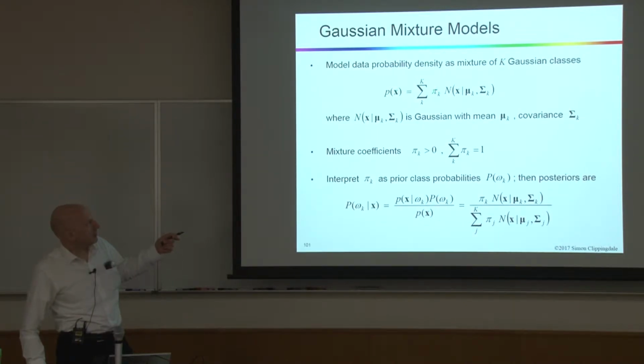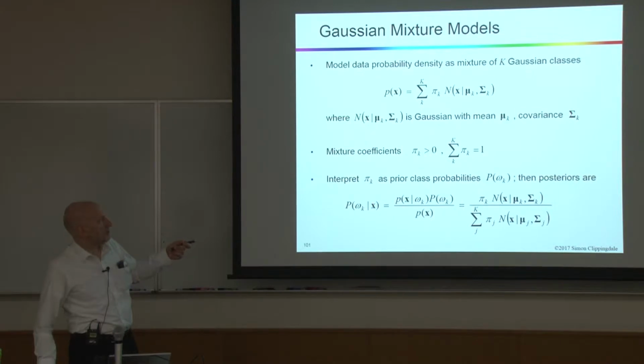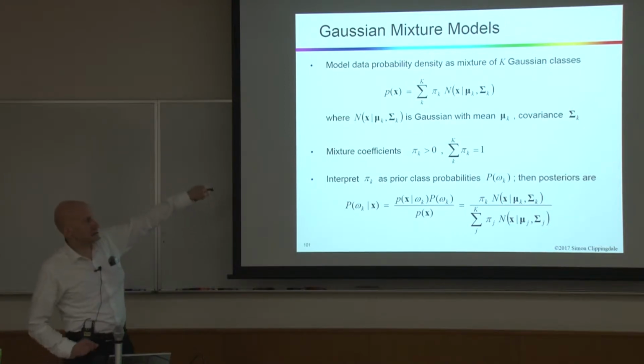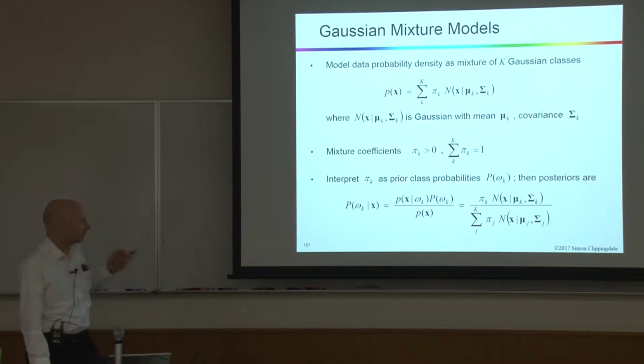These pi k things are called mixture coefficients. So that's a mixture coefficient for the kth class times a normal density, a Gaussian density with a mean at mu k and covariance matrix sigma k. Mixture coefficients are positive and they add up to 1. That just keeps the area under this density equal to 1, which it has to be to be a valid probability density. You can interpret these mixture coefficients as prior probabilities of each class.